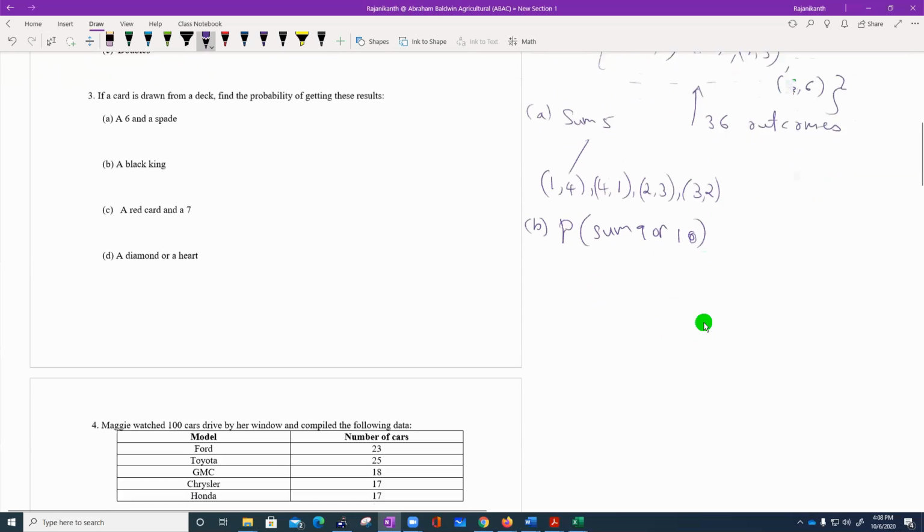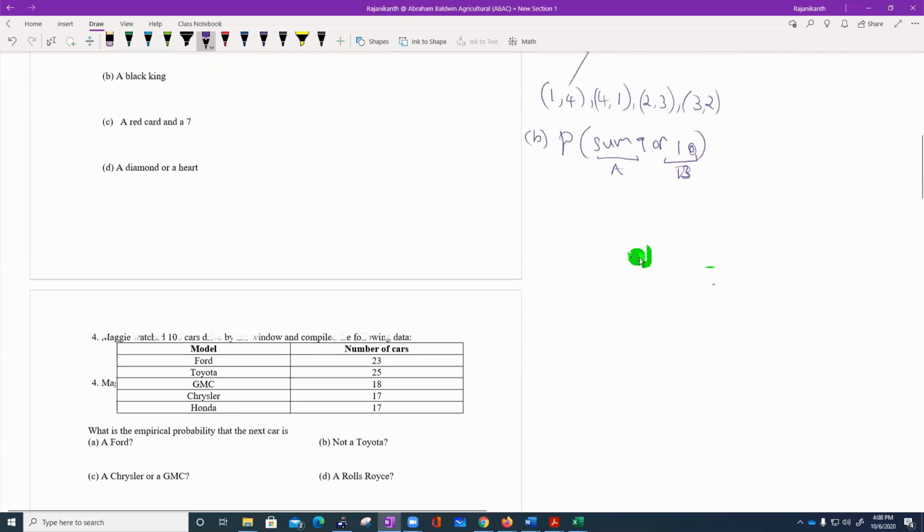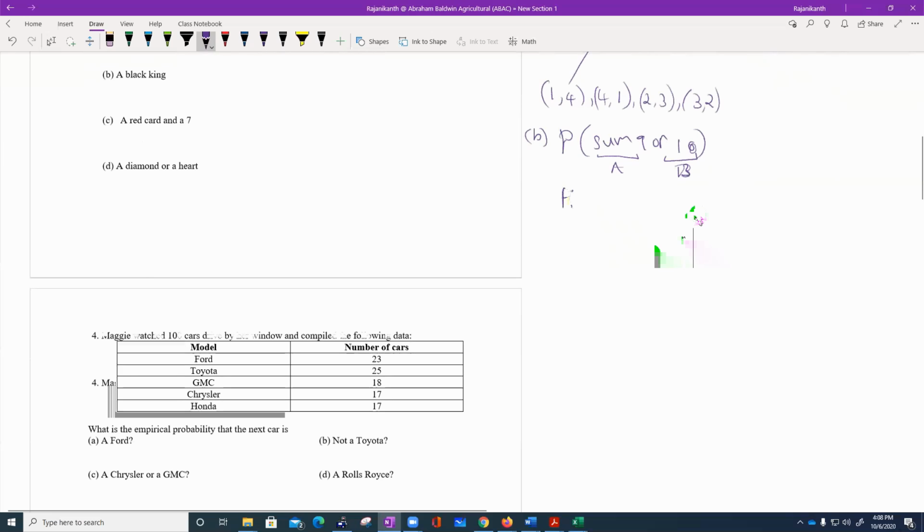9 or 10. So you could think of this one as event A, and this one as event B. Getting a sum of 10 is event B, getting a sum of 9 is event A. So you could use the probability of A or B formula. It is simply probability of A plus the probability of B.